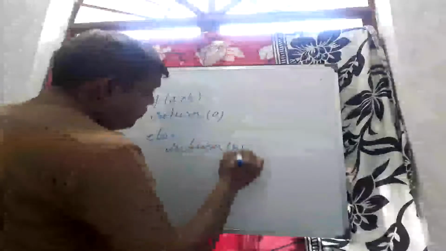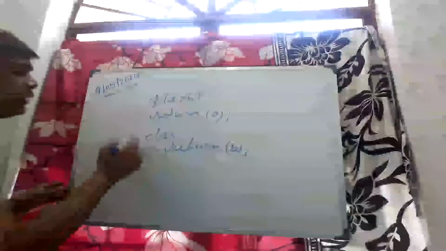Next one. Now, as I said that there can be only one return statement, but based on the condition, there may be more than one termination point. Suppose I am writing here, if A greater than B, then return A, else return B. Clear? As I said there will be only one return statement, but in this program I have used two return statements. This is not two return statements. This is a single return statement.